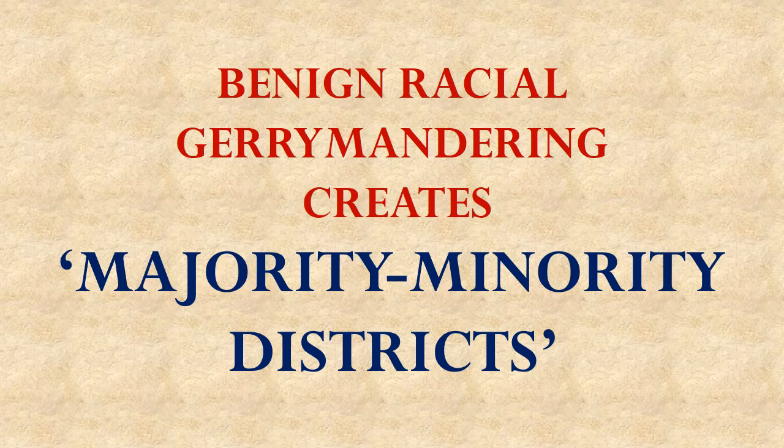Benign racial gerrymandering creates what are known as majority-minority districts. In other words, in the districts that have been gerrymandered for racial reasons, the majority of the voters in those districts are of minority races. So a majority-minority district will be predominantly black or predominantly Hispanic, for example. There are a number of districts in places such as Texas that have been gerrymandered with Hispanics in mind instead of African Americans.